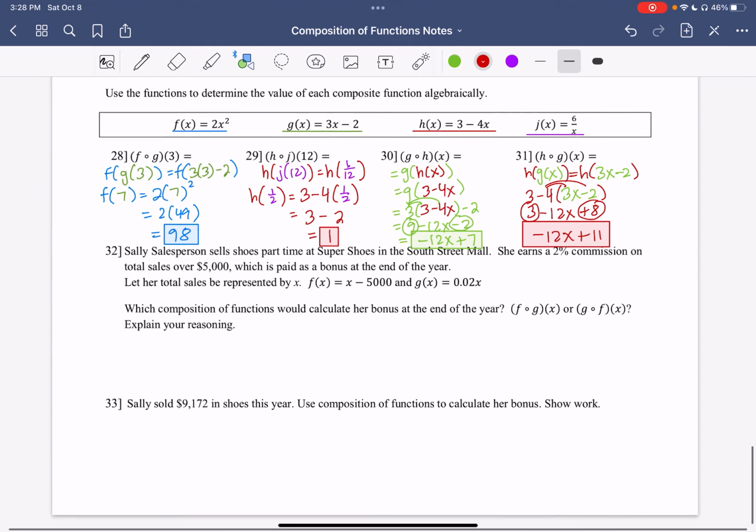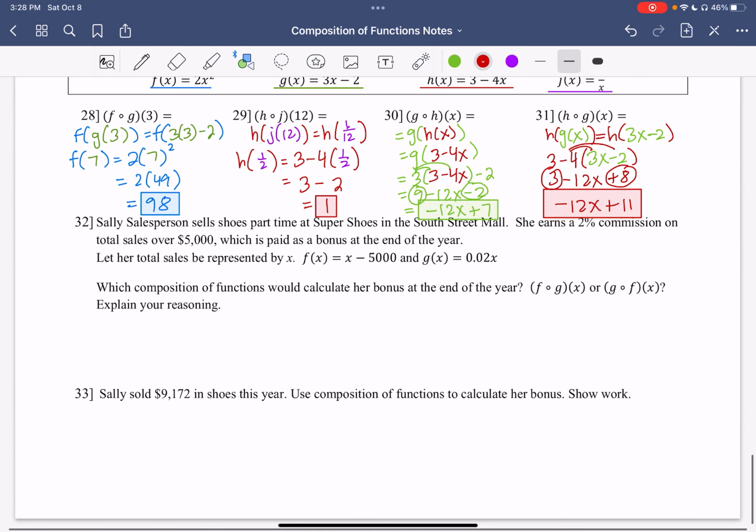Okay, last problem. Sally's salesperson sells shoes part-time at Super Shoes in the South Street Mall. She earned a 2% commission on total sales over $5,000, which is paid as a bonus at the end of the year. Let her total sales be represented by x. So f of x equals x minus 5,000, and g of x equals 0.02 times x. Which composition of functions would calculate her bonus at the end of the year? F of g of x or g of f of x? Explain your reasoning.